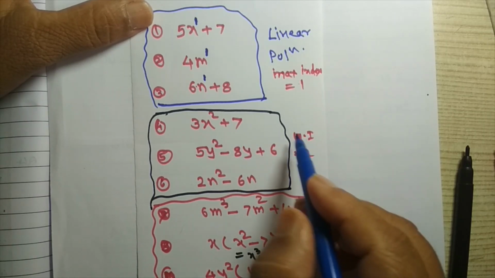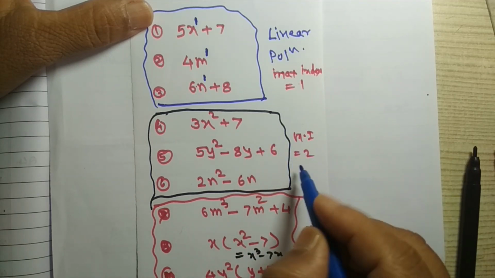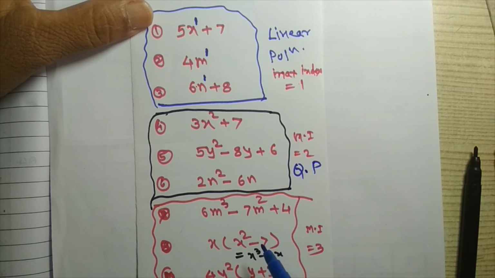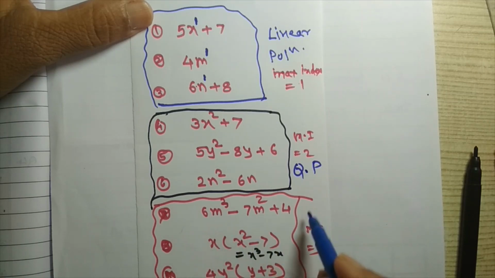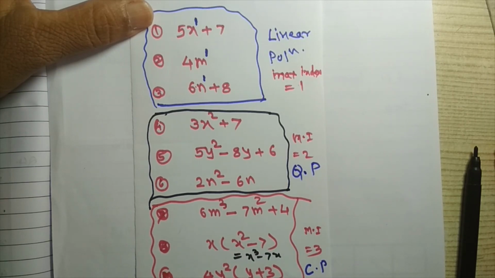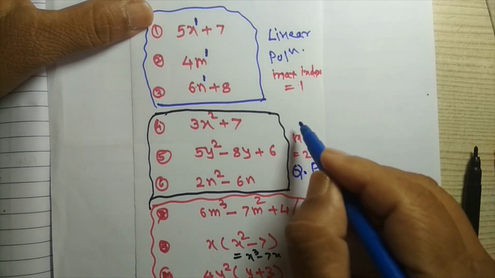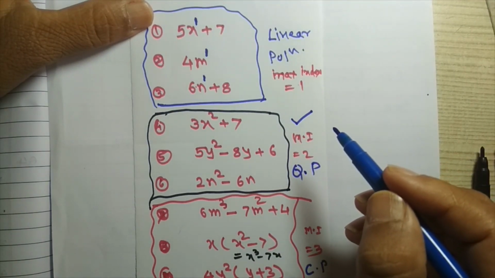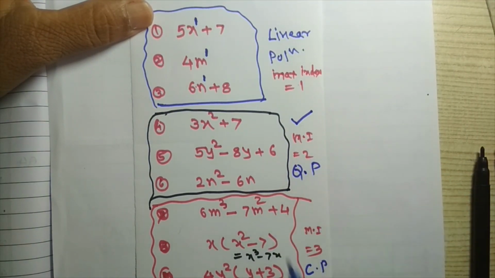Such type of polynomials are said to be quadratic polynomials. QP means quadratic polynomials. And in the third case, 6m, the maximum index will be 3. Therefore, these are the cubic polynomials. Today we have to see such type of polynomials whose index will be 2. These are quadratic polynomials. Okay.